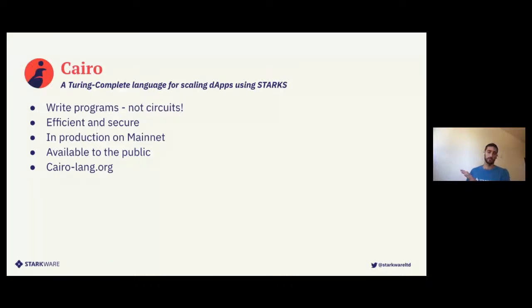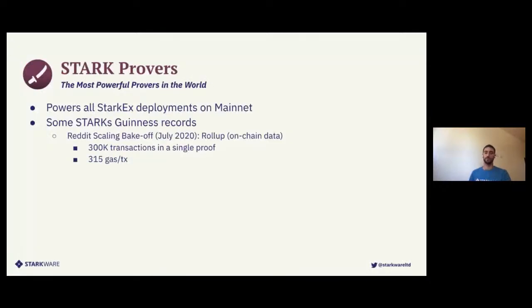Okay, so this is how we write programs that we want to prove. The second thing we have is the Stark provers. And again, the same goes for them. They are on mainnet since June 2020, I think even before. I can say a lot of things about why they are the most powerful provers in the world, but I think the easiest way to demonstrate it is just by citing some Guinness records that we hold.